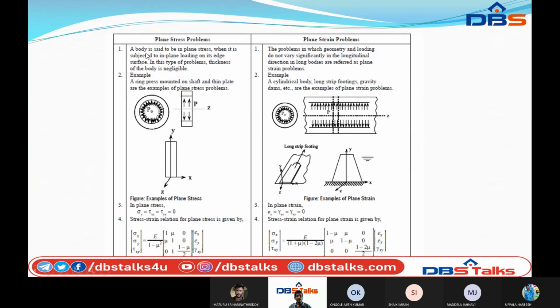After that, what are the differences which are important in external examinations? Explain the differences between plane stress and plane strain problems. In that condition, we are writing these examples for plane stress and plane strain condition. Simple terms: in plane stress condition, take a ring mounted shaft as an example, where the load is acting in the plane. In plane strain condition, we take a long uniform body.